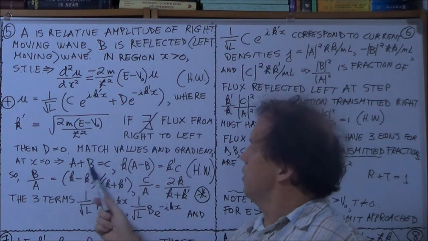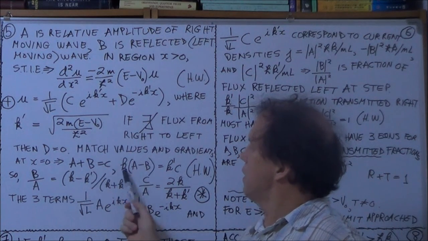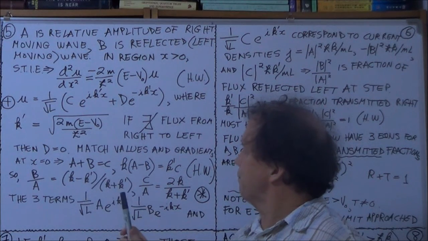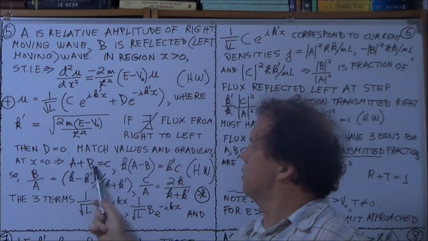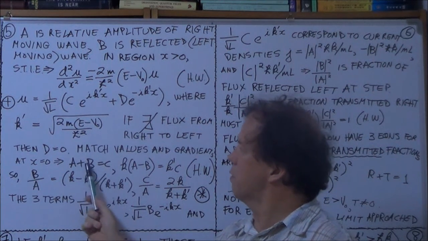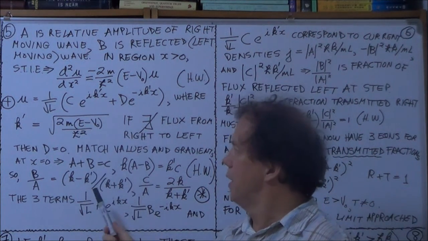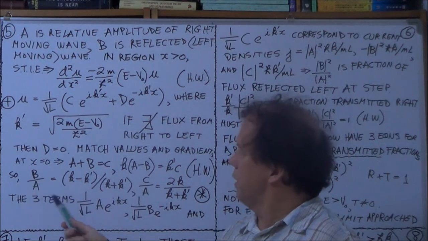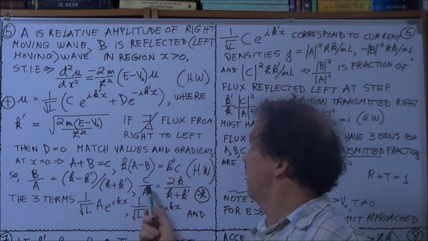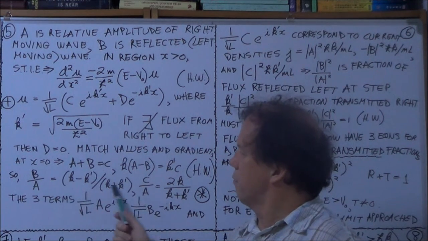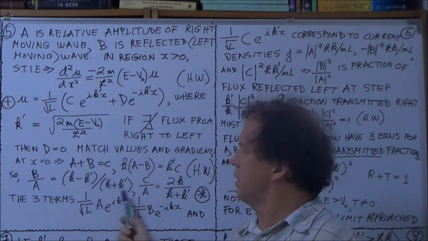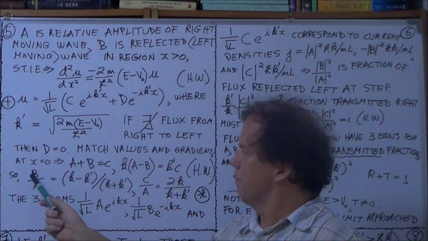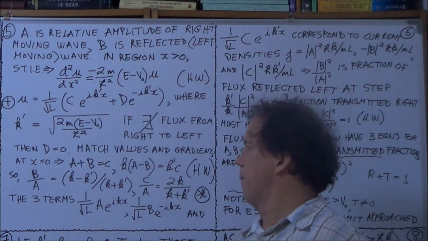Okay, so you have two equations. A plus b is c, and the second one, and so we have two equations and three constants, a, b, and c. Now you can solve for b over a, and you can solve for c over a. Do that, and you'll get, in terms of k and k dash, you get these expressions. So do that for homework, right? Solve for b over a and c over a.